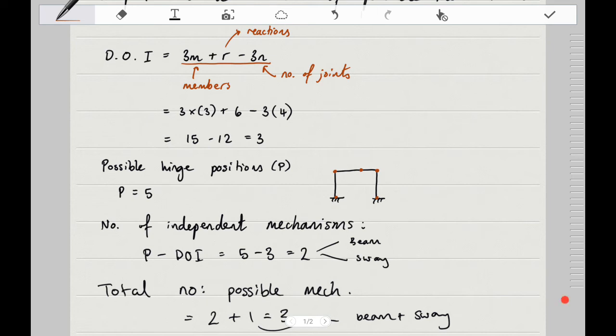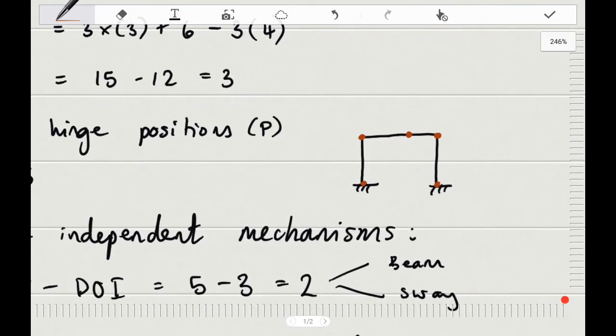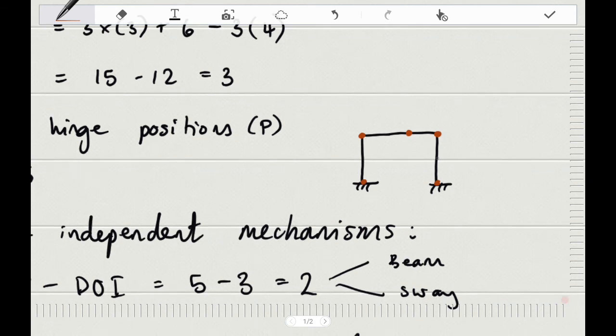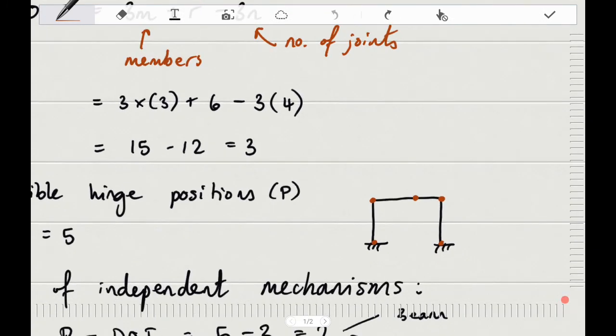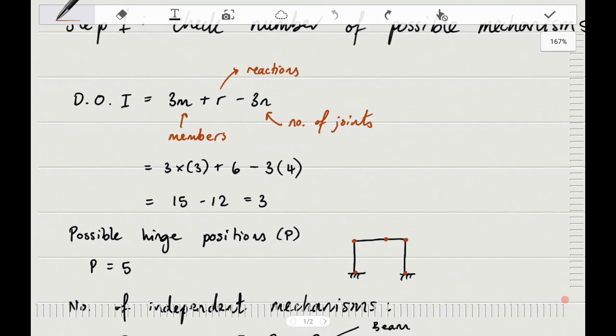That comes with experience. You'll have an idea as to where hinge positions usually form, but you won't necessarily, for example, put a hinge here if there is no point load acting there. We only put one in the mid span here because there is an applied load there, but otherwise we wouldn't have put it as a possible hinge position.